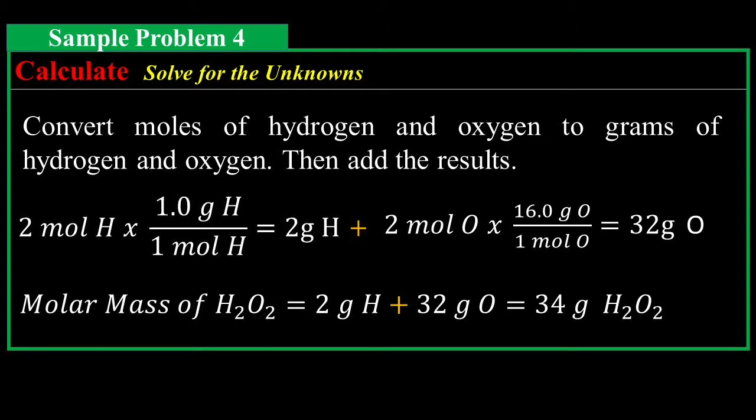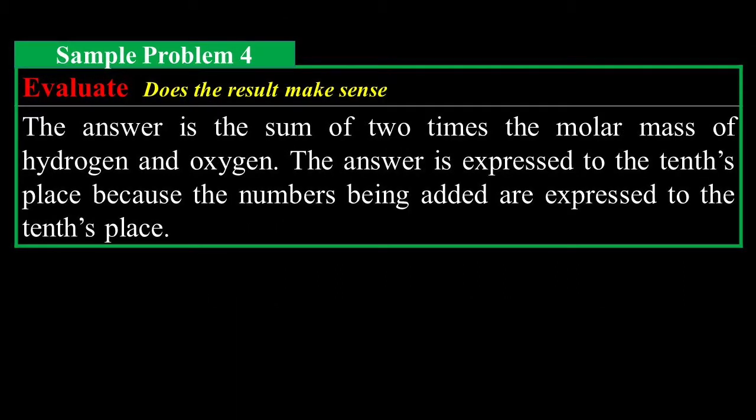And there's the math. Convert moles of hydrogen and oxygen to grams of hydrogen and oxygen and add the results. So 2 moles of hydrogen is 2 grams of hydrogen. 2 moles of oxygen is 32 grams of oxygen. 32 plus 2 is 34 grams of H2O2. Remember, the mass in grams of 1 mole of any particle is equivalent to the mass of 1 particle in atomic mass units. How many times will I say it?